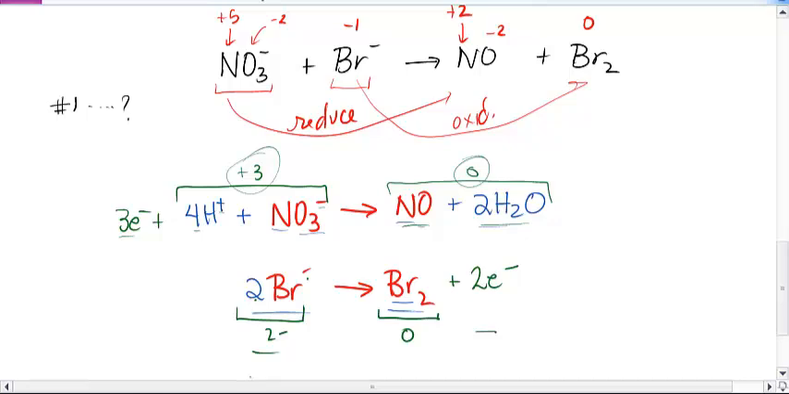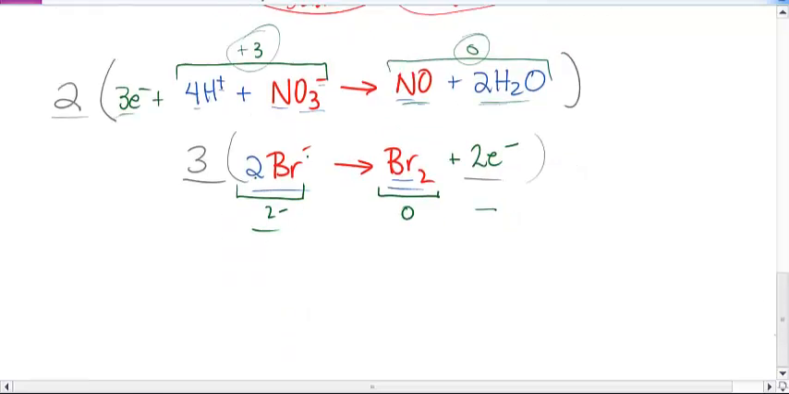Step 7. Balance the number of electrons being lost and gained. So I'm literally going to, again, find the least common multiple. I'm going to multiply this one by some number, and I'm going to multiply this by some number, so that 3 electrons and 2 electrons give us the same number. So the least common multiple is 6, so I'm going to multiply this one by 2 and this one by 3. I'm going to rewrite these because it's kind of a mess right now.